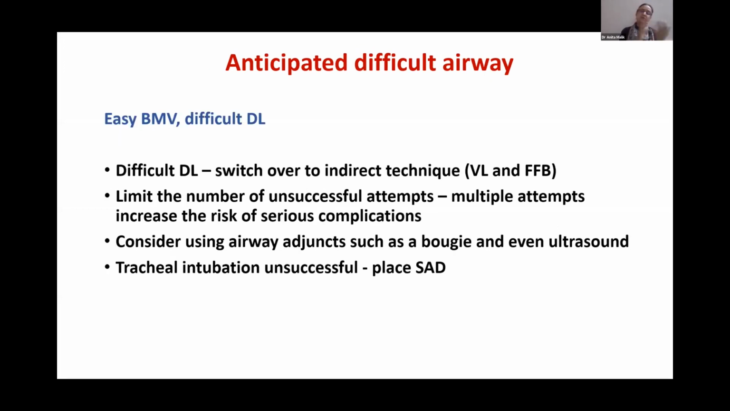If bag mask ventilation is easy, but there is difficult direct laryngoscopy, then switch over to an indirect technique. Choose fiber optic or video laryngoscope, but limit the number of unsuccessful attempts, because multiple attempts increase the risk of serious complications. Consider using airway adjuncts. Bougie may be tried, and even ultrasound can be taken care of. Then tracheal intubation, if unsuccessful, place SAD, and that cycle previously discussed can be repeated.